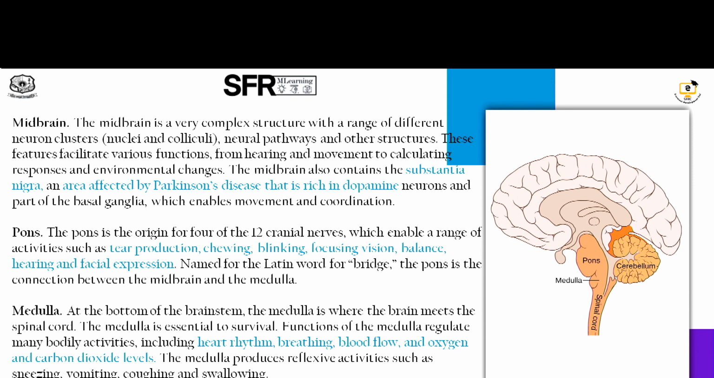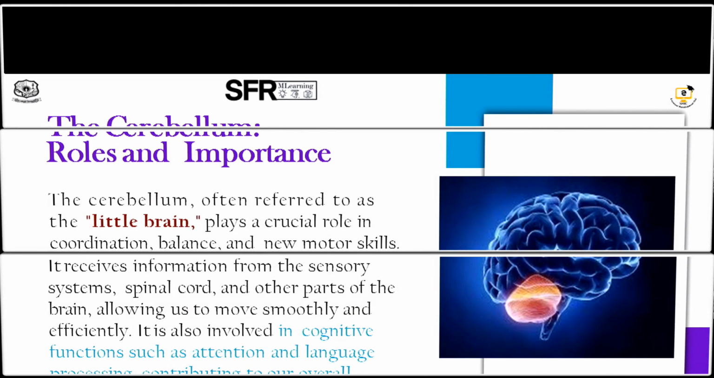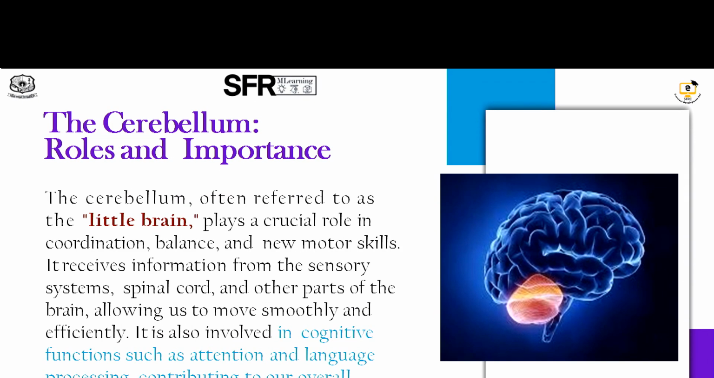Your cranial nerves, your 5, 6, 7, 8, originate from the pons. Here is your cerebellum, which is located behind the pons and the medulla. Yes, it is a very small part, but it controls most of the activities which we do in our daily life. And your cerebellum is known as the little brain.